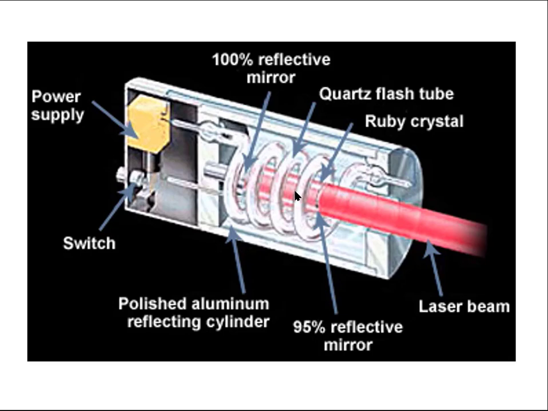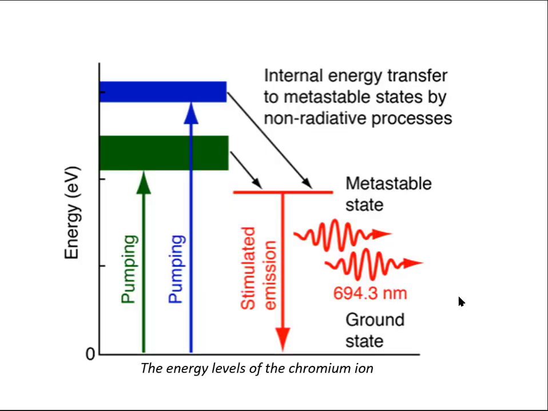The reflection is 100% for incident photons at one end and 95% at another end. These reflecting surfaces make the laser cavity for the stimulated emission to happen. The laser emerges from the side with the 95% reflecting end. The energy levels of the system are shown in this figure.